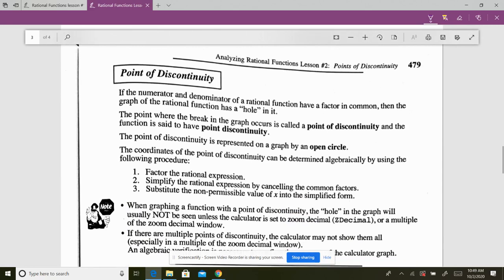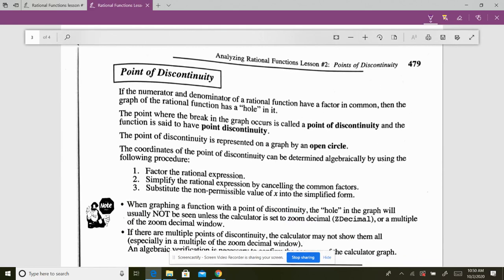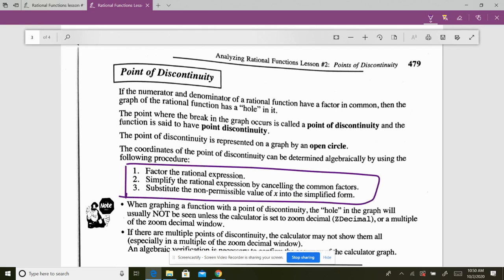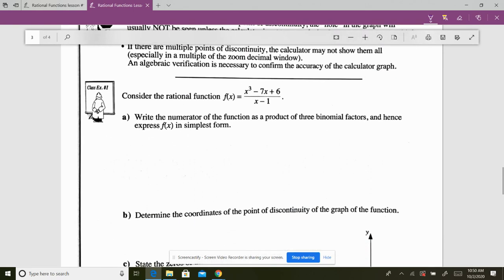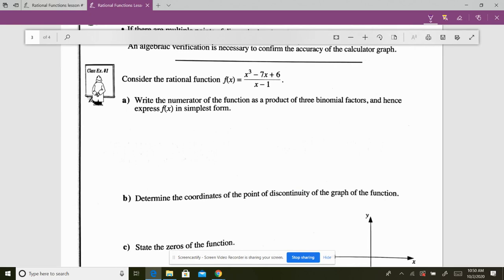So this is just saying a point of discontinuity is when you have a factor that cancels. Canceling the common factors. Okay? All right. x cubed minus 7x plus 6 divided by x minus 1.